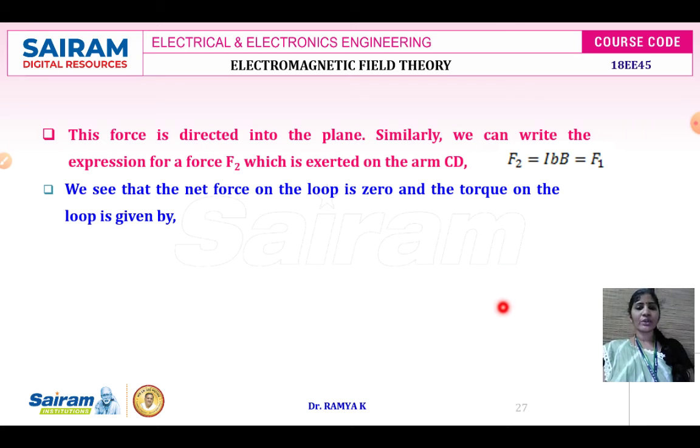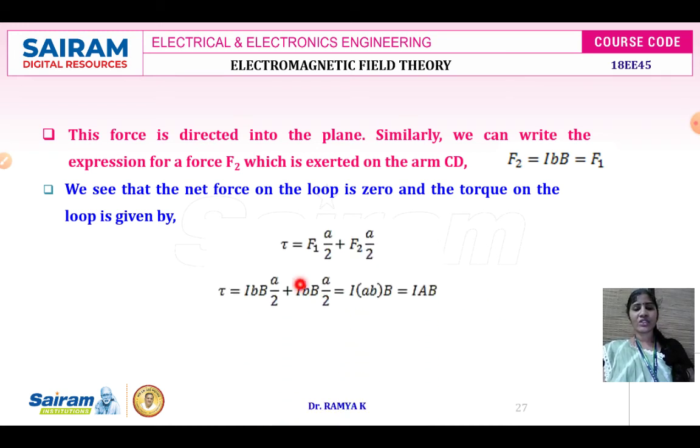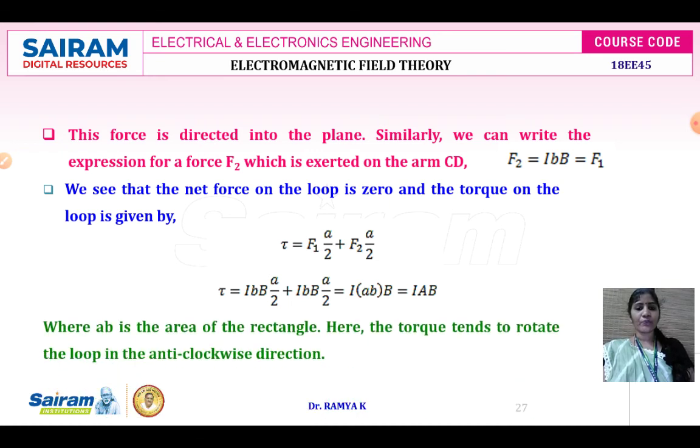But it is going to exhibit a torque on the closed loop, and it is given as tau is equal to F1 a by 2 plus F2 a by 2. F1 is nothing but I B b, multiplied by a by 2. F2 is opposite to that of F1. So we can write it as I B b into a by 2, where a b is going to be the area of the rectangle. Hence the torque tends to rotate the loop in the anti-clockwise direction.